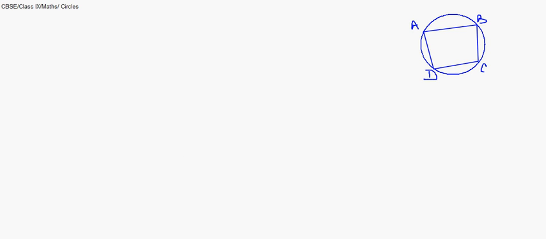Let's take up the first theorem under this. It says the opposite angles of a cyclic quadrilateral are supplementary. Supplementary means the sum of the opposite angles will be 180 degrees. Let's continue with the same figure.